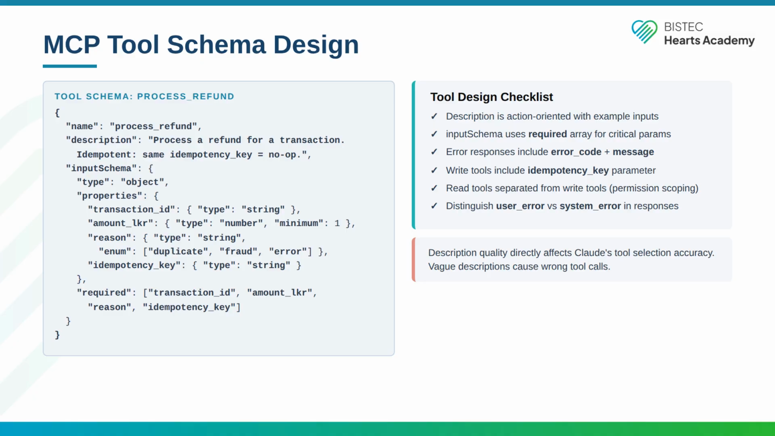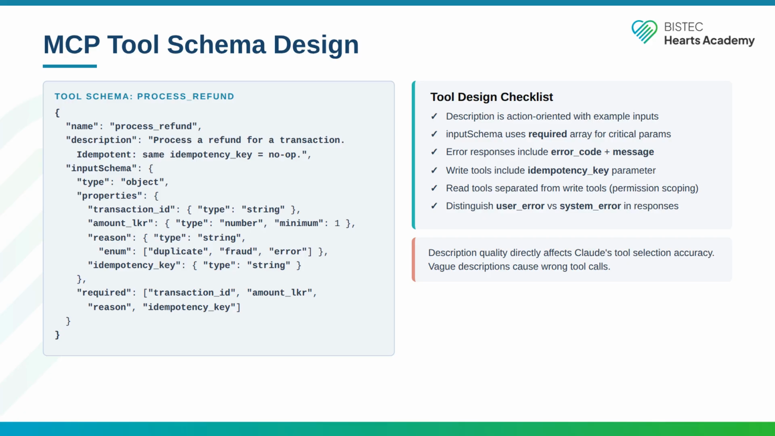Idempotency deserves a moment of emphasis. Network retries happen in production. If your process refund tool is called twice with the same idempotency key, a UUID v4 generated by the caller, the second call should be a no-op that returns the result of the first call. Without this, every network retry is a potential double charge.